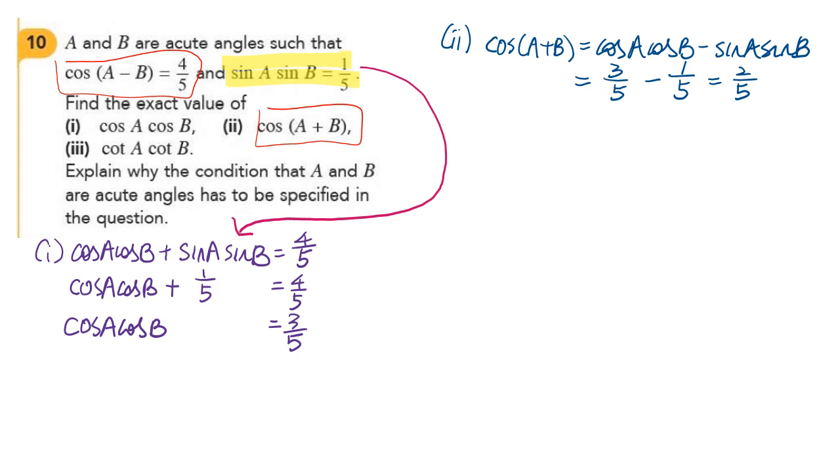So for part 3, cotangent a cotangent b, you must know that we can write cotangent a as cos a over sine a, and then cotangent b as cos b over sine b.